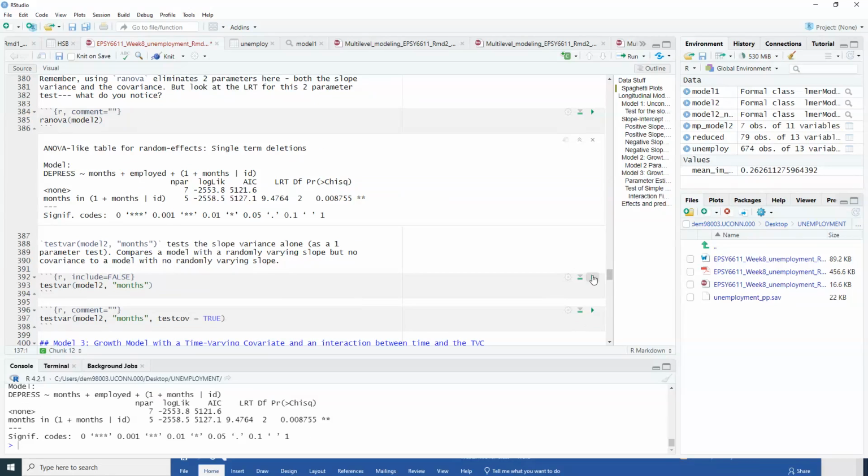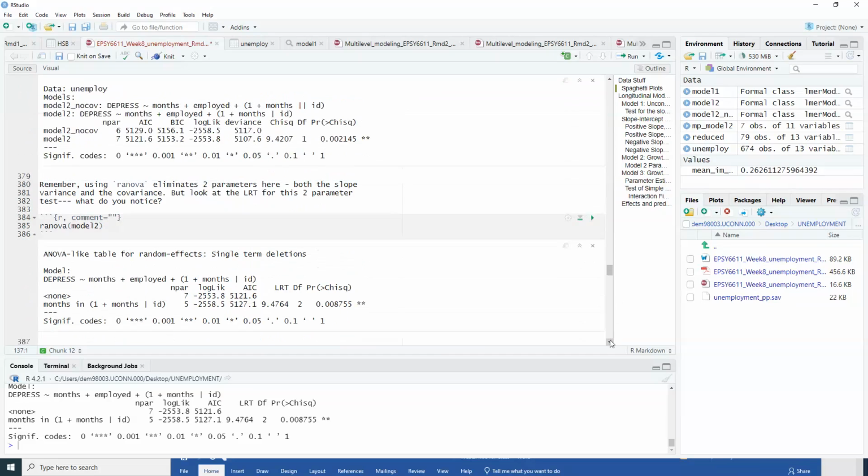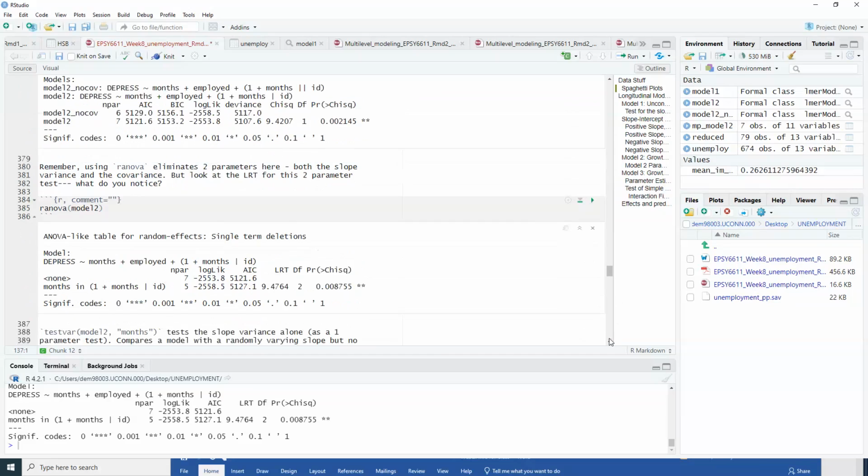So remember when I took out the covariance for the slope and the intercept, the deviance dropped by how much? Go back up there. There. 9.42 points, basically, okay? The deviance dropped by 9.42 points when I took out the covariance. Now I've taken out the covariance and the variance for the slope. How much did the deviance drop with those two parameters? 9.48 points. But I know that the deviance dropped by 9.42 points when I took out the covariance.